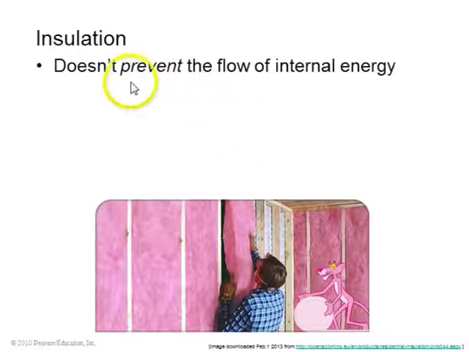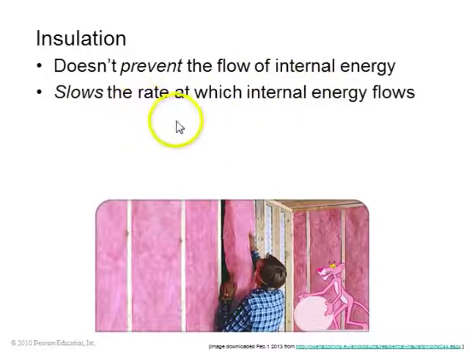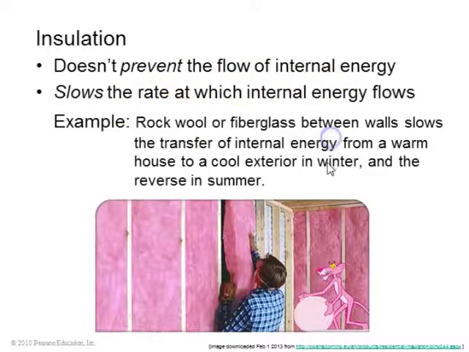So insulation doesn't prevent the flow of this internal thermal energy, it just slows the rate at which internal energy flows. For example, this pink fiberglass insulation in the walls will reduce the rate that heat flows from the higher temperature side to the lower temperature side.